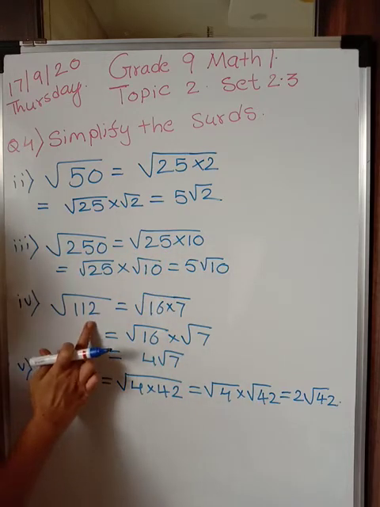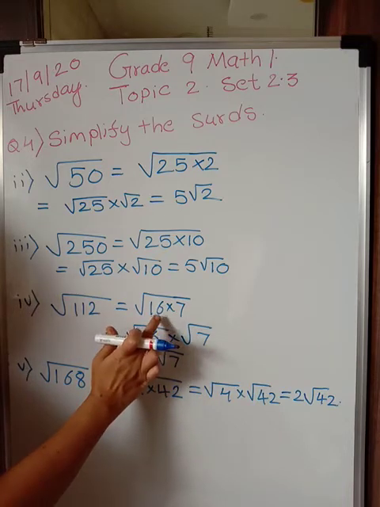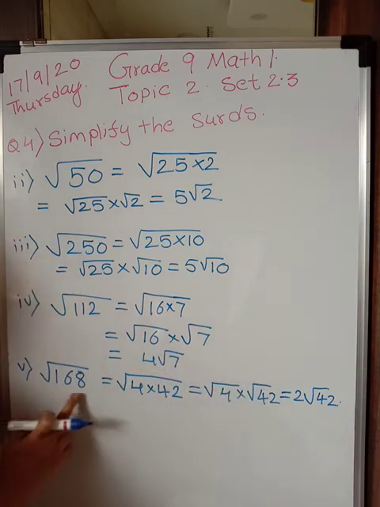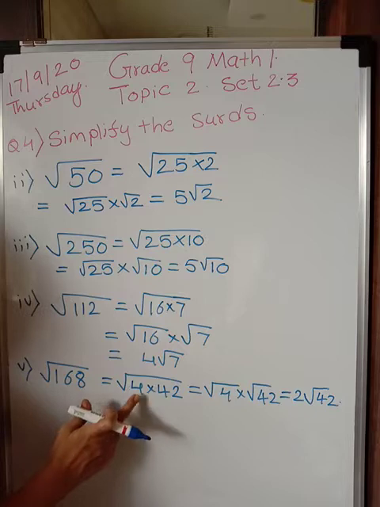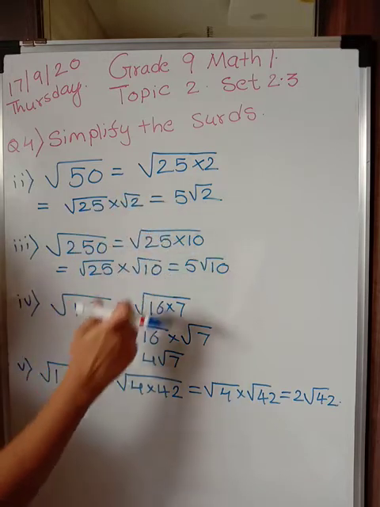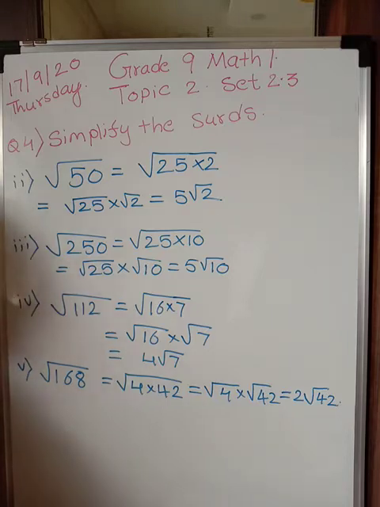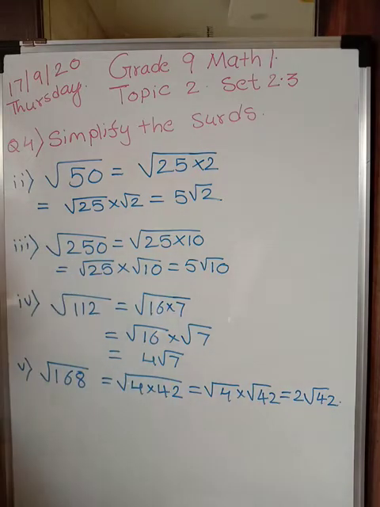Now see 112 can be split up as 16 into 7. 16 is perfect root. So I have chosen because square root of 16 is 4. So this can be 4 root 7. Now see 168 it can be chosen as 4 into 42 because 4 is perfect square. In each problem you see one number is perfect square so that it can easily come out of root sign. We can take square root of that number. So this becomes 2 root 42. Is it clear?